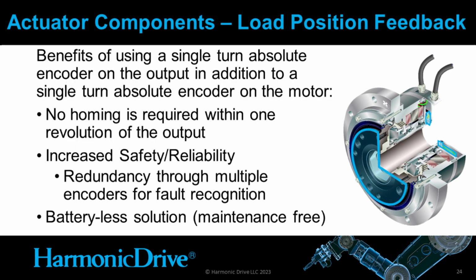So if you remember back from the control loops, we have load position feedback in some cases. The benefits of using a single turn absolute encoder on the output, in addition to a single turn absolute encoder on the motor, include that there's no homing required within one revolution of the output, because you've fully defined your system from the output and from the motor. And you gain increased safety and reliability in your system by the redundancy through multiple encoders, which give you fault recognition. And within a single turn, you have a batteryless multi-turn solution for your motor.